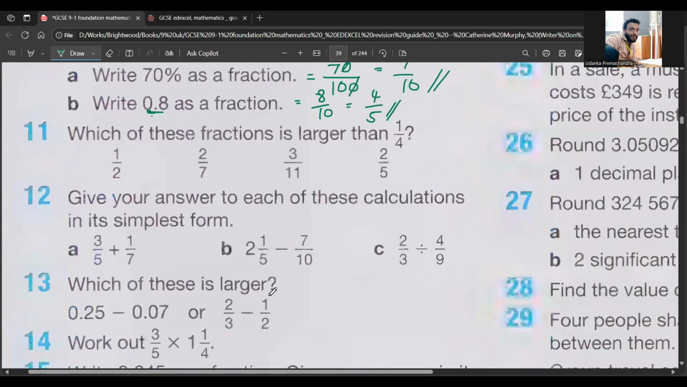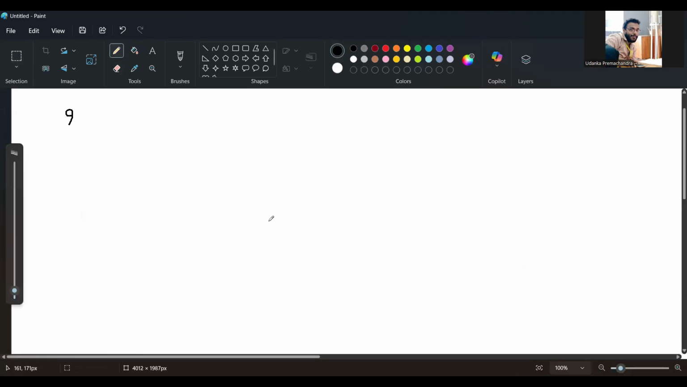How do you do this, sir? Which of the fractions are larger than 1 over 4? 1 over 2 actually should be more than 1 over 4. That's correct, no? Now, how do you consider this value? You have to take common denominator. Now, 1 over 4 and 2 over 7. How to consider that too? You have to think, 2 over 7, other value is 1 over 4. What is the larger value?